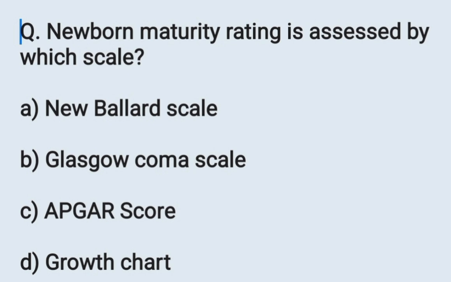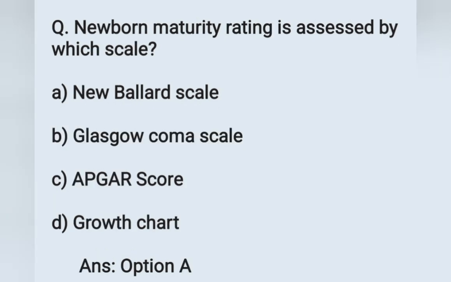Let's see today's question. Our first question. Newborn maturity rating is assessed by which scale? Options. Option A, New Ballard scale. Option B, Glasgow Coma scale. Option C, Apgar score. Option D, growth chart. Newborn maturity rating is assessed by using New Ballard scale. Option A is the correct answer.